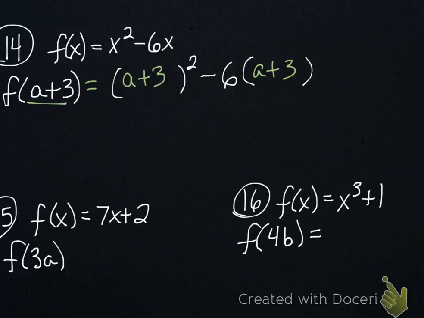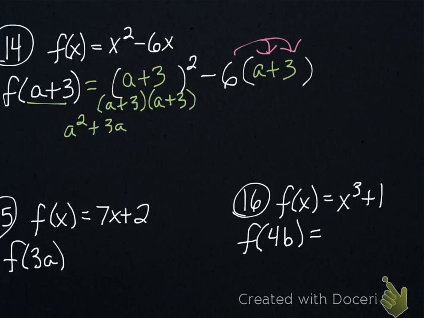So in the first term, I know I'm going to have to write it twice and distribute. Double distribute. The second term's super easy. Just distribute the negative 6. Okay, so let's do it and simplify. I have a squared plus 3a plus 3a plus 9. Now distribute. I have negative 6a minus 18.